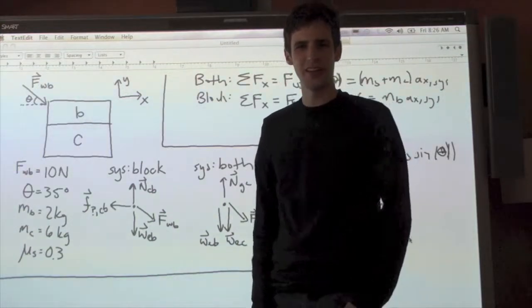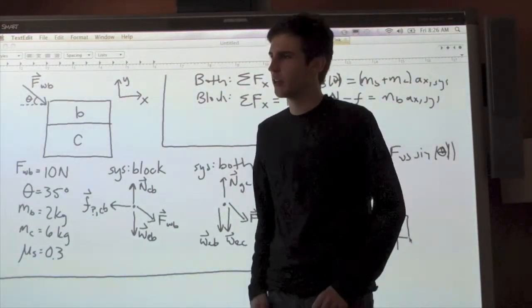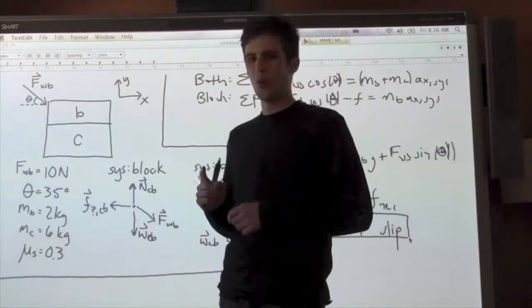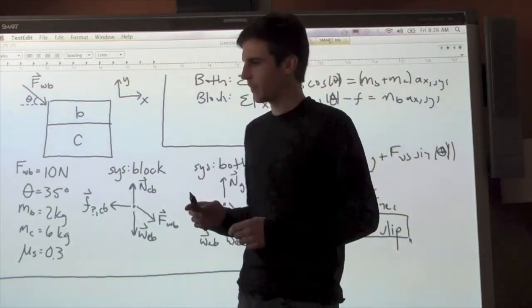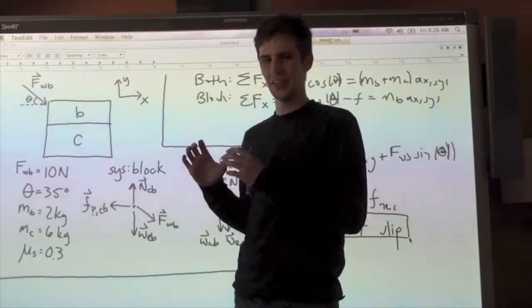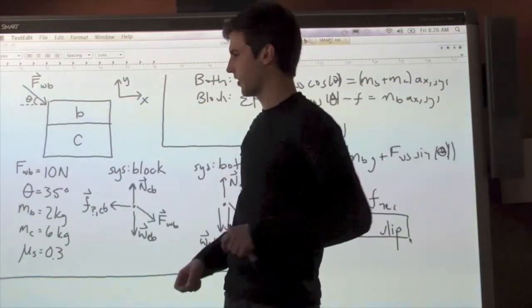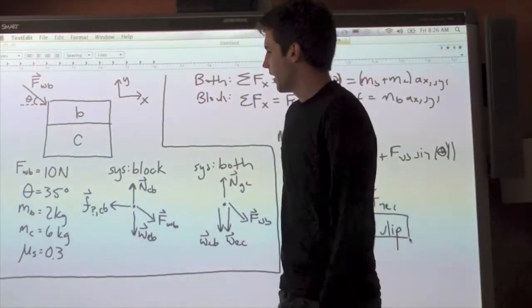Today we're going to work on a problem from the third Academic Excellence Workshop. This is problem 1A from worksheet 3. What's going on in this problem is we've got a block sitting on top of a cage, and there's a weasel pushing down on the block at a certain angle, theta.